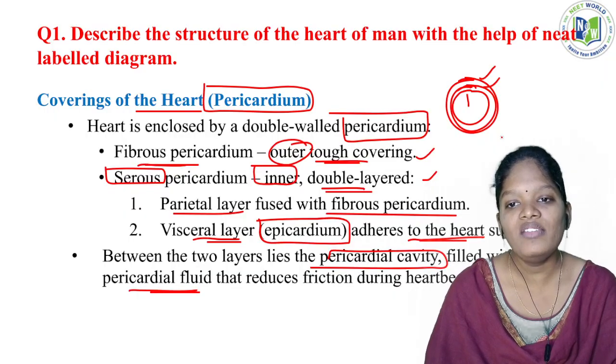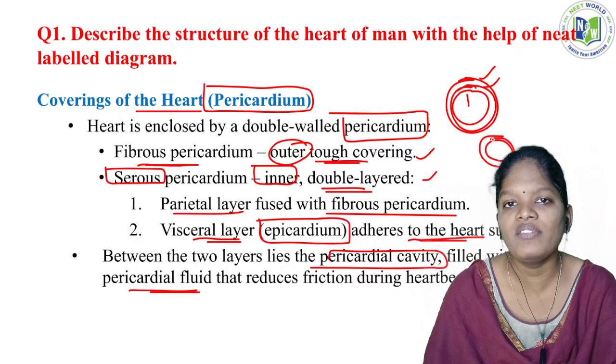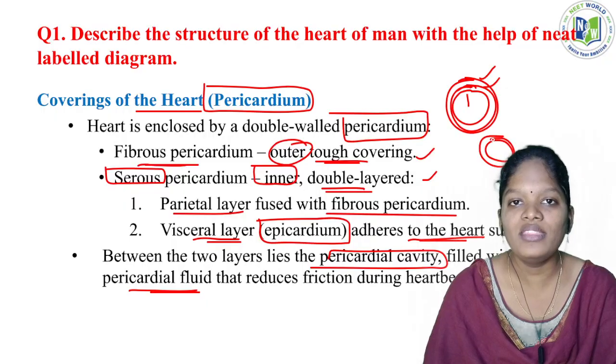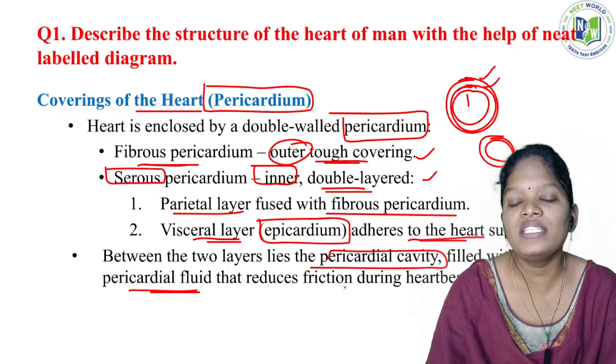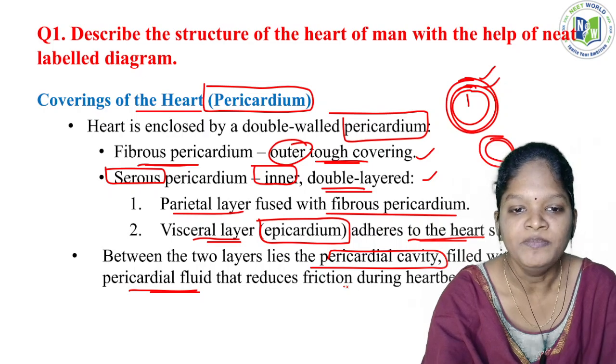Always there will be two membranes, and between these two membranes there will definitely be fluid. What is the point of having the fluid between the two membranes? It is only to avoid friction during the heartbeats. During the pumping action of the heart, they should not experience any friction. That is why, to avoid that friction, between these two layers there is a fluid which is called the pericardial fluid in the case of the heart.